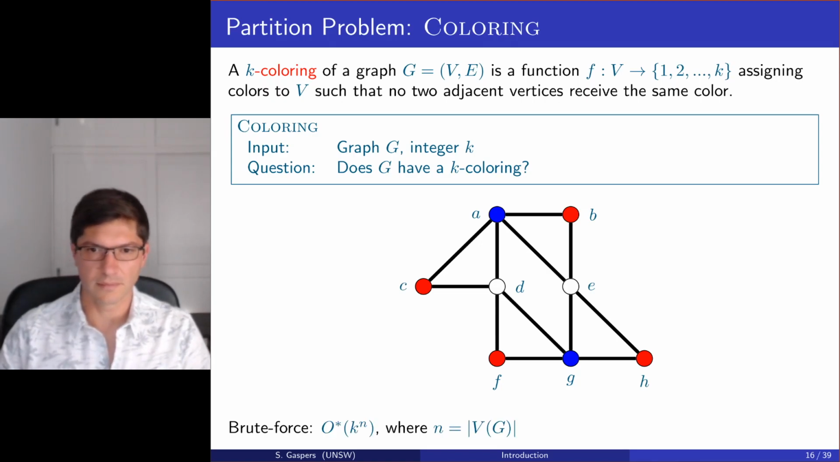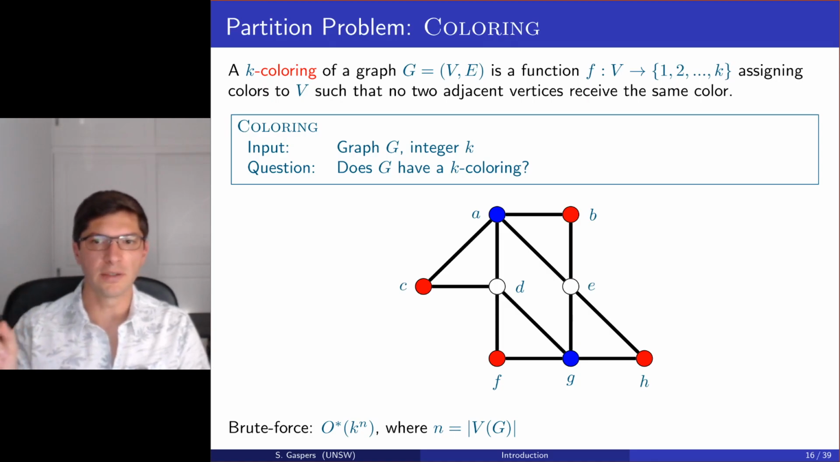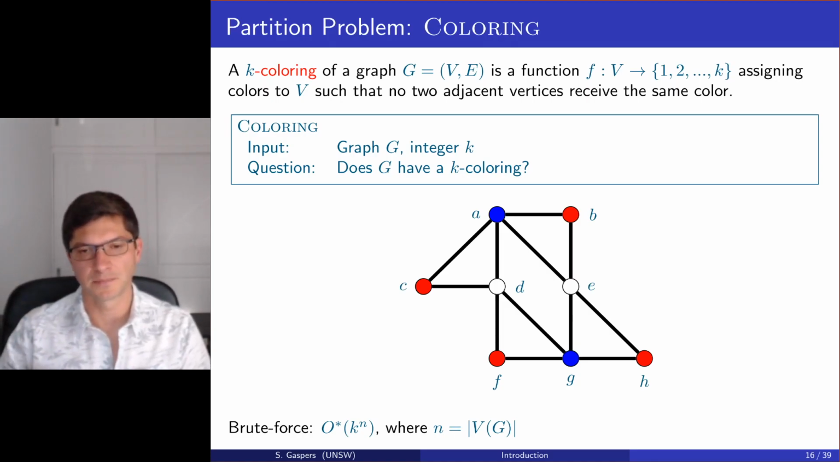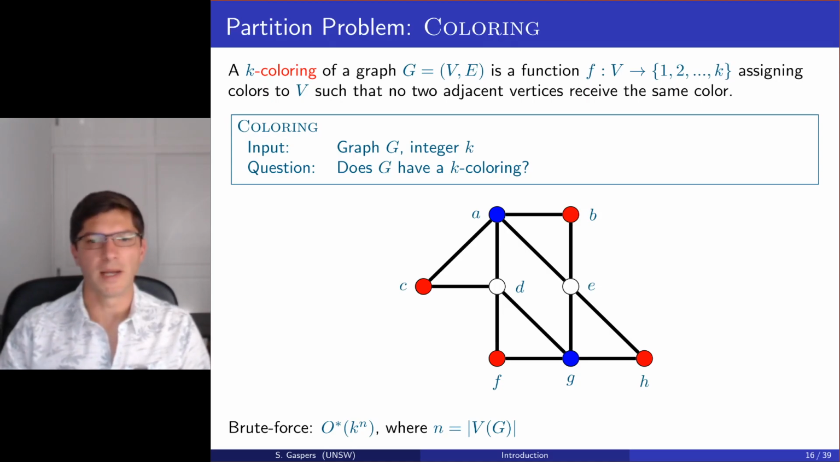If we fix the number of colors k, then there are k to the power n possibilities. For each one of the n vertices, we can put it into one of k buckets, and the buckets are our color classes. Alternatively, we can view it as for each of the n vertices, we have k possibilities of assigning a color to that vertex. So we get a running time of O star of k to the power n.